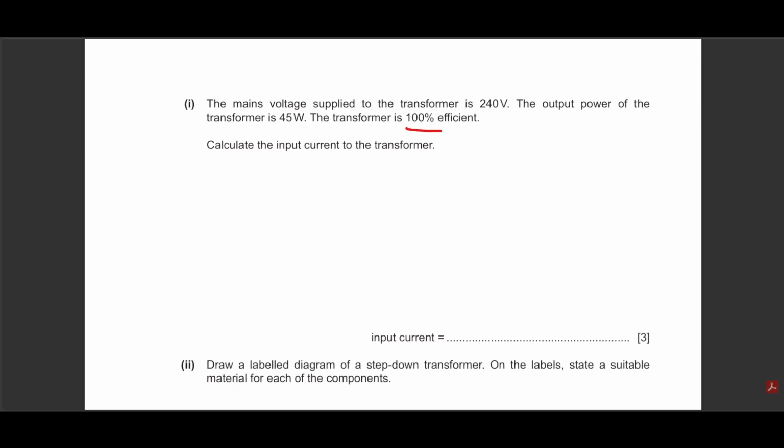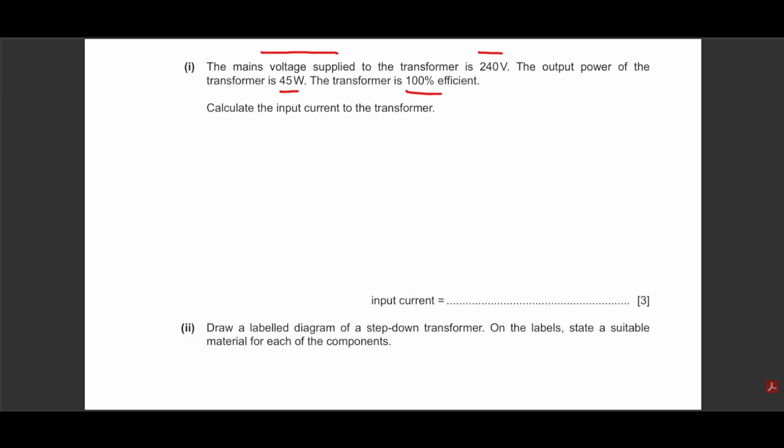The transformer is 100% efficient. The mains voltage is 240 volts, and the output power is 45 watts. Calculate the input current. So this will be P equals IV. 45 watts of power is being demanded. Current is what we don't know, and the input voltage is 240 volts.